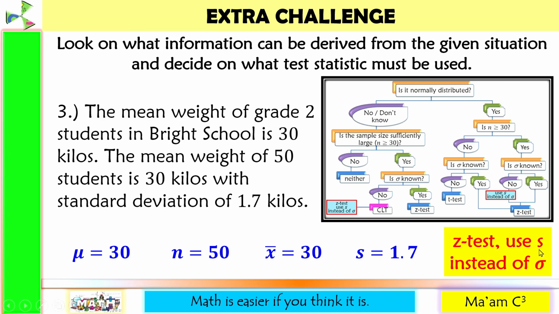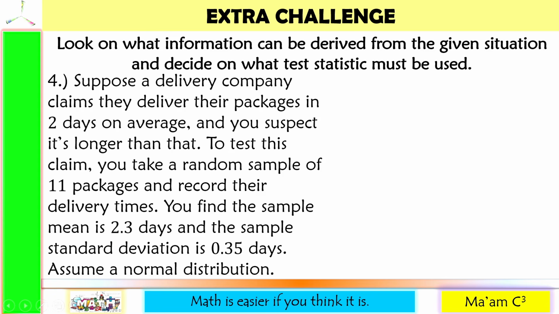Now, what if I assume that the distribution is normal? Because I only have z-test or t-test and both of them assume normal distribution. So let us take this path. The answer is yes. Our sample size again is greater than 30, so the answer is yes. The population standard deviation is not given, so the answer is no. So still, we are going to use z-test, but we are going to use s instead of sigma. So same answer.